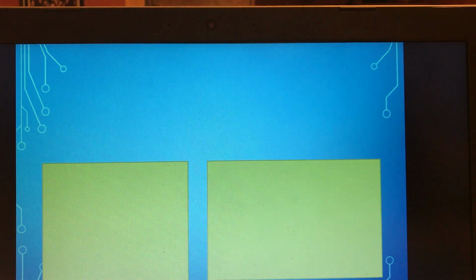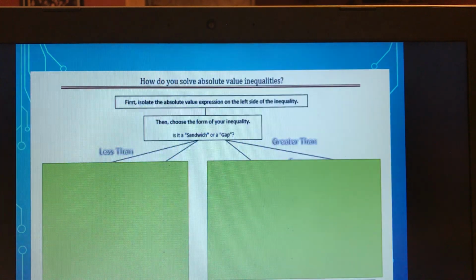Alright, so I have a graphic organizer that I'm going to give you, and what we're going to do is go through that and look at, now that we kind of have an understanding by looking at the graphs, what your solution should look like. That's going to give you an idea how to solve them algebraically, because not all of them are going to have nice pretty numbers when you go to solve them. So we need to know how to do that algebraically.